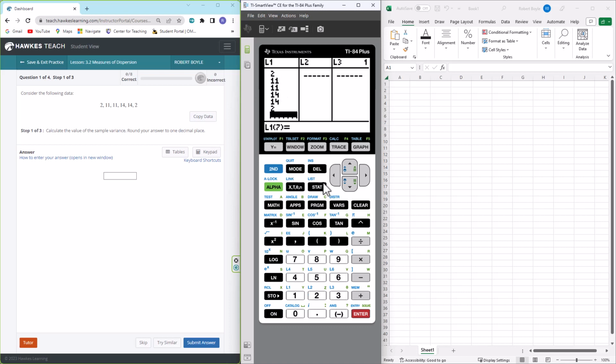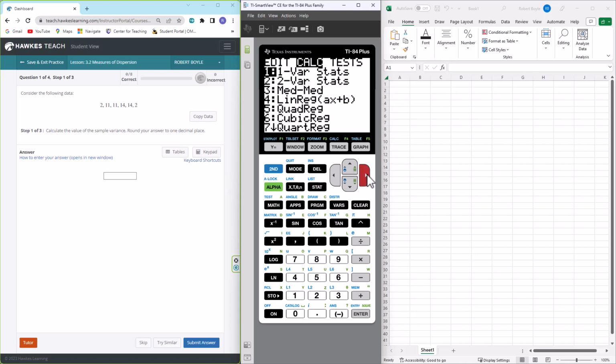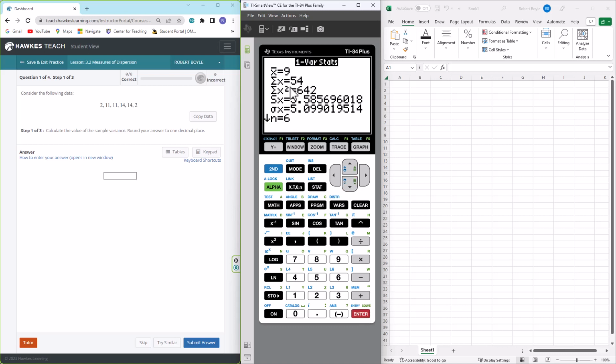Then I can go into Stat, over to Calc using my cursor buttons here, and I want 1-Var Stats. Okay, my data is in L1. We don't have a frequency list, so we want to make sure that it's blank. So highlight that, hit delete, and then go down to Calculate. And once again, we have all this information. This right here, Sx, that is the sample standard deviation. That is actually going to be your answer for the next question.